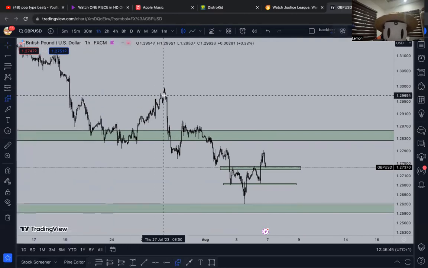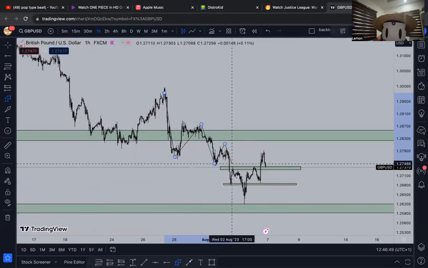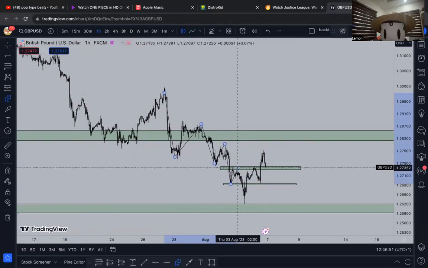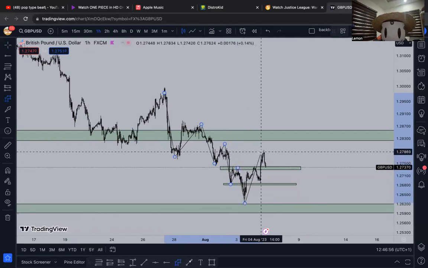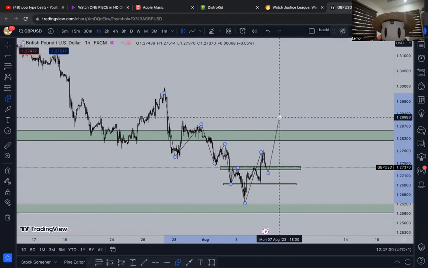If you want to see structure at this area, you can say lower low, lower high, lower low, lower high, lower low, lower high. That's our downtrend. So we broke our last lower high, and now we're coming back to make a new higher low to start going up. So that's how I see this market.